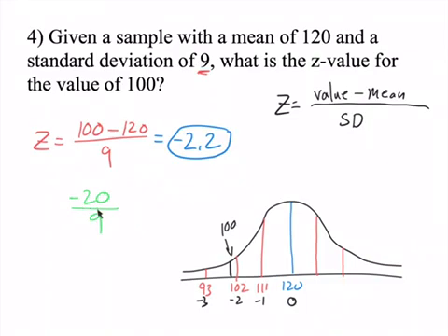That's where this comes from. You are finding the distance and dividing by your measuring stick. So if you don't want to memorize this formula, you can think it out as distance divided by your measuring stick of a standard deviation. And that will tell you how many of those there were.